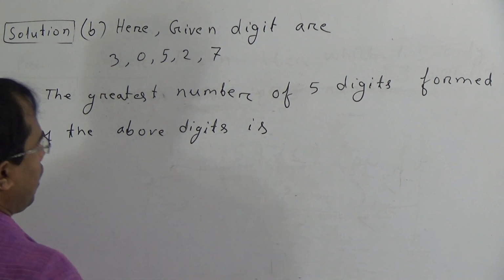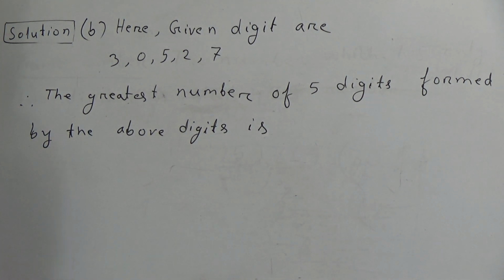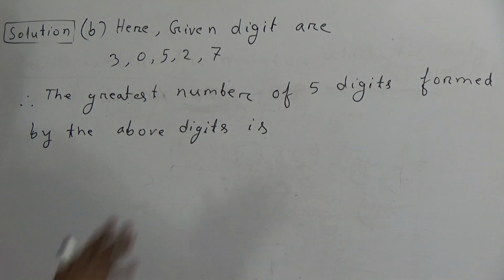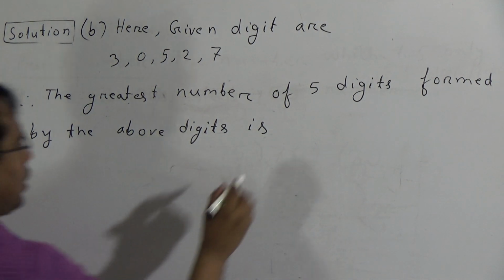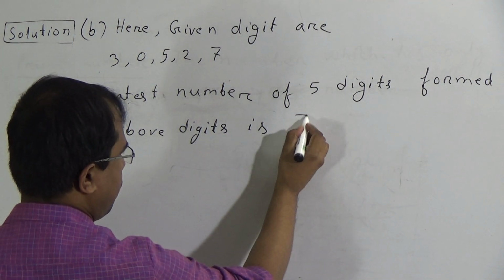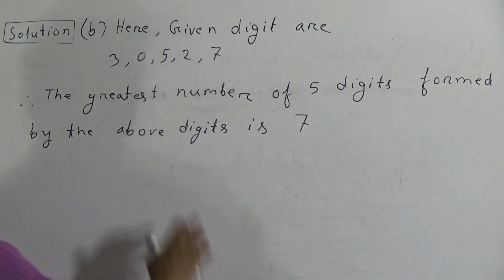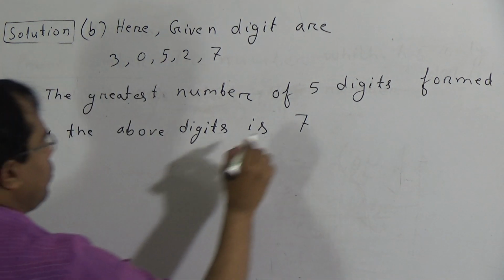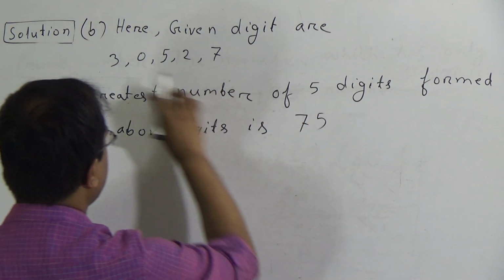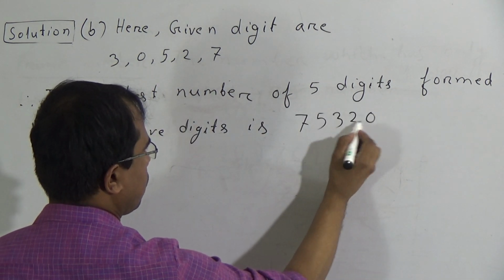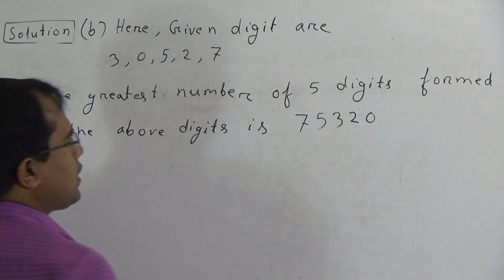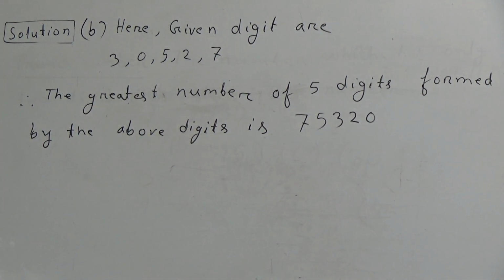At the time of forming the greatest number, we have to put the greatest digit in the greatest place. Among the digits, 7 is the greatest digit. So at first in the greatest place we have to put 7. Now the second greatest digit is 5, so we will write 5 now. Then 3, then 2 and then 0. That means the greatest number is 75,320.